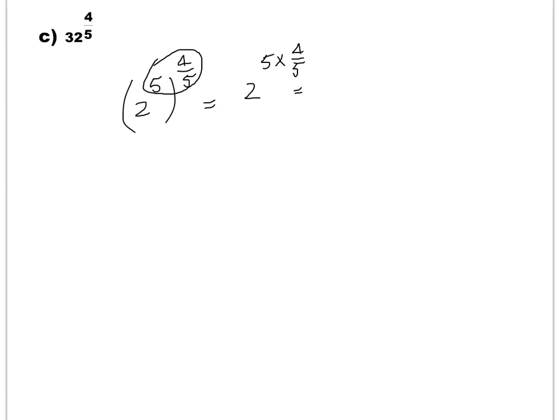The next example is 32 exponent 4 over 5. I can write 32 as 2 exponent 5, and then exponent 4 over 5. Since I have power to power, I'm going to multiply the exponents, so I'm going to get 2 exponent 5 times 4 over 5, which is going to give me 2 exponent 4, because 5 cancels with 5, so I get 2 exponent 4, which is 16.